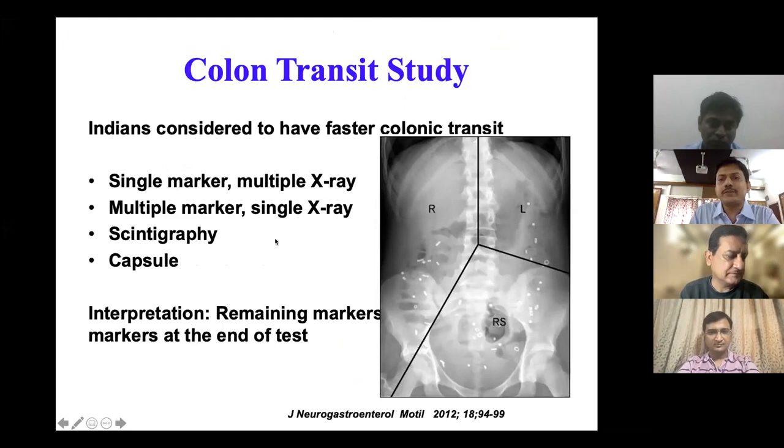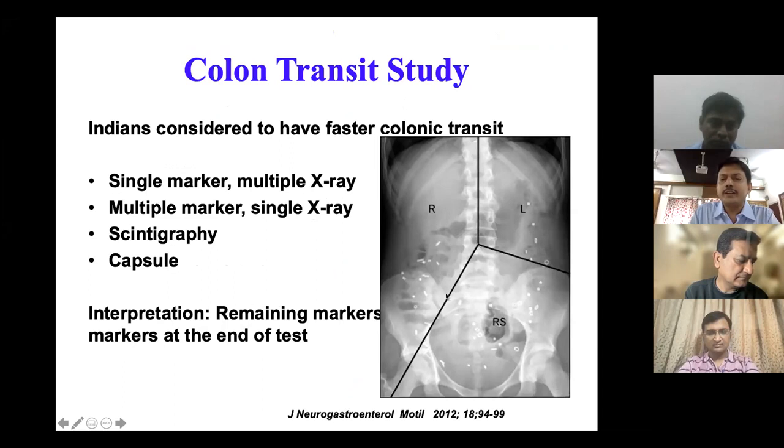So again, the tests which we do include the colon transit study, which has been discussed. There are different methods of doing a transit study. You can do a single marker and take multiple X-rays. In the example we showed at our center, we give multiple markers over 3 days and take a single X-ray after that. There again, we divide the colon into 3 segments, the right, the left, and the rectosigmoid, and we use the L5 spine as a landmark.